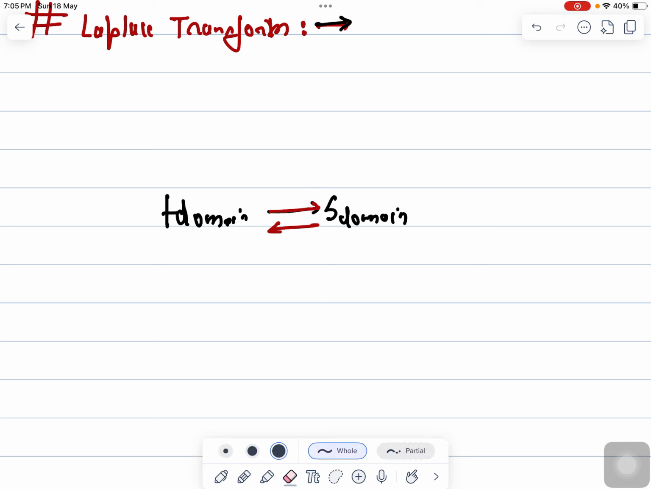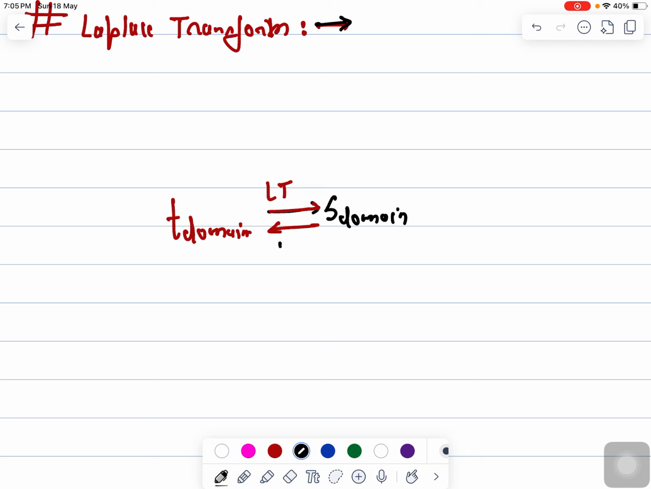Okay, so I think this is not very clear, I'll write it. So when we are converting T domain to S domain, this is called the Laplace transform, and when we are converting S domain to T domain, then we call it the inverse Laplace transform.